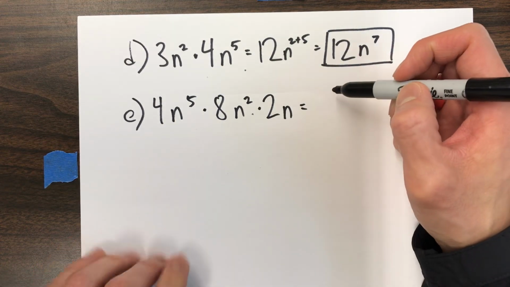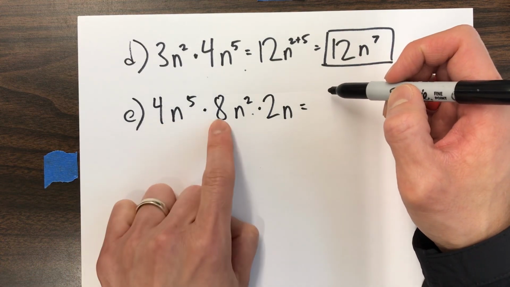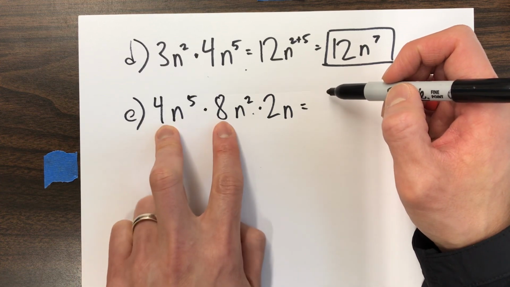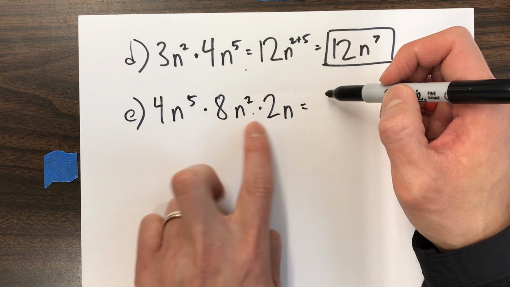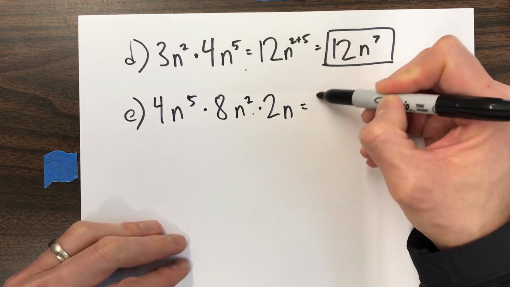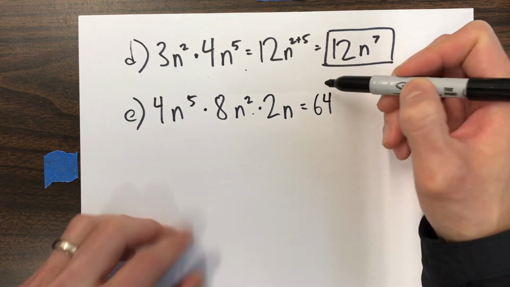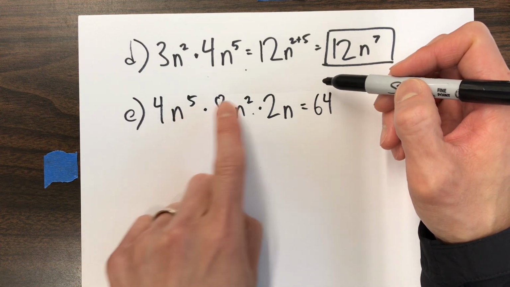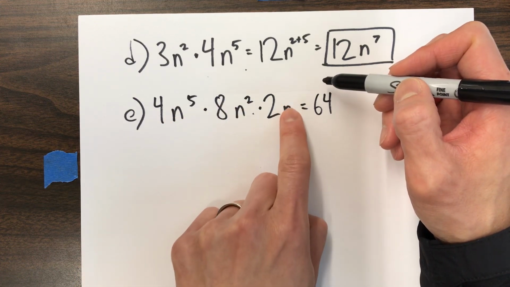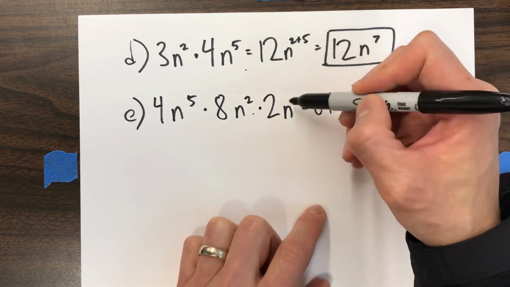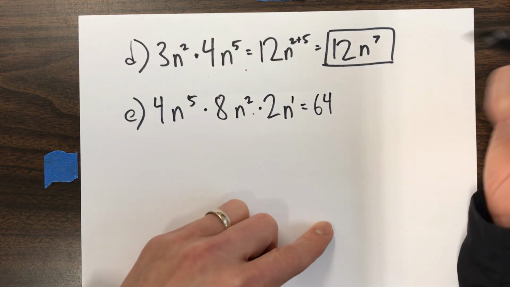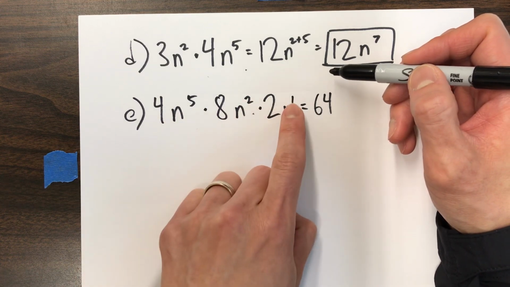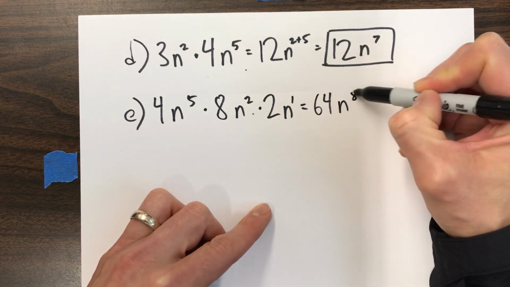Now that you've unpaused, you're going to multiply the 4 times the 8 times the 2. So class, what is 4 times 8? That's 32. 32 times 2 is 64. Okay? Now look at all the n's here. We have 5 right here. We have 2, and how many n's right here? Please don't say 0. This is in fact 1. So 5 plus 2 is 7. 7 plus 1 is 8. So n to the 8th power.